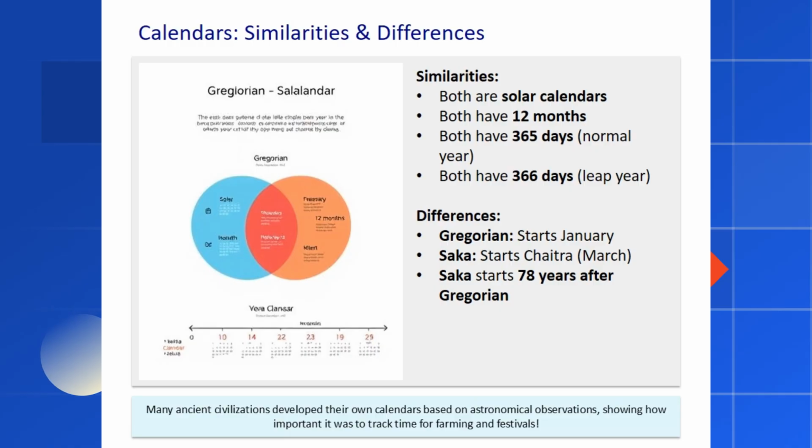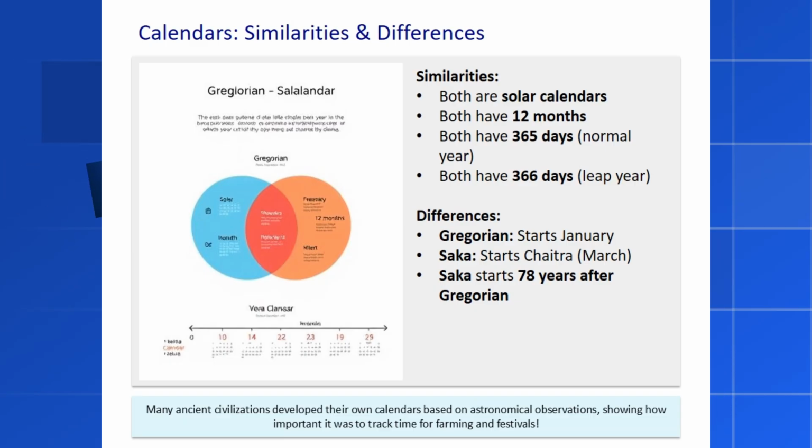Now for the differences. The Gregorian calendar starts its year with the month of January, but the Saka calendar starts with Chaitra, which actually falls in the month of March in the Gregorian calendar. The biggest difference is their starting point in history. The Saka calendar begins 78 years after the Gregorian calendar. This means a date in the Saka calendar is always 78 years less than the Gregorian calendar date.